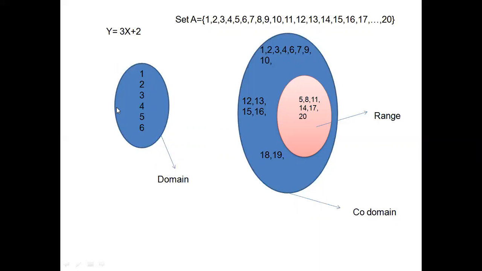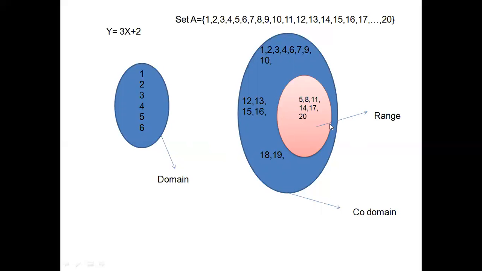Clear? And the exact outputs, as we put the values of x, are 5, 8, 11, 14, 17, 20. These values are called the range. So this is the domain, and this is the range.